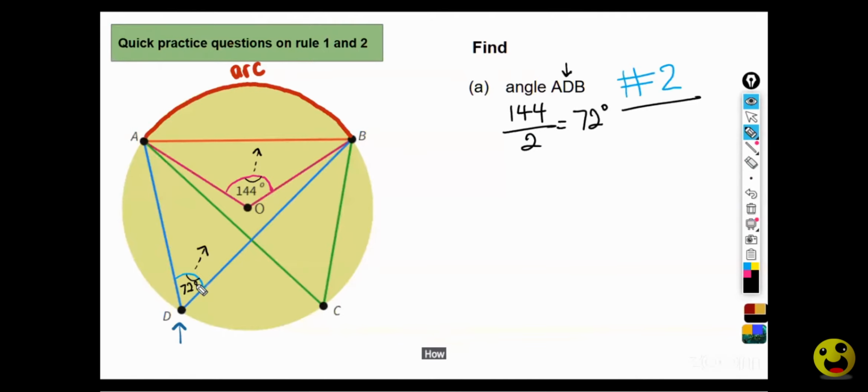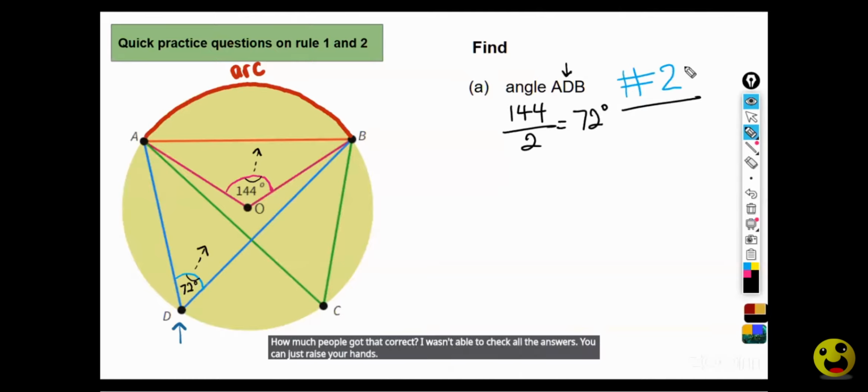How many people got that correct? I wasn't able to check all the answers. You can just raise your hands. 72 degrees, and you have to state the rule that you used. All right?